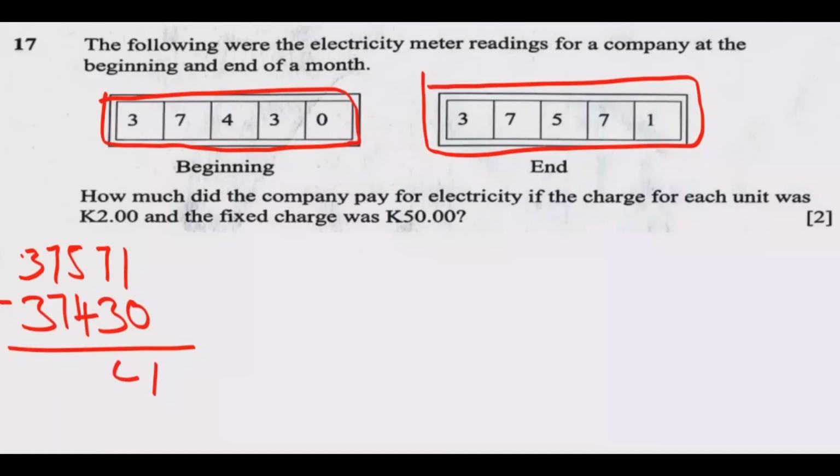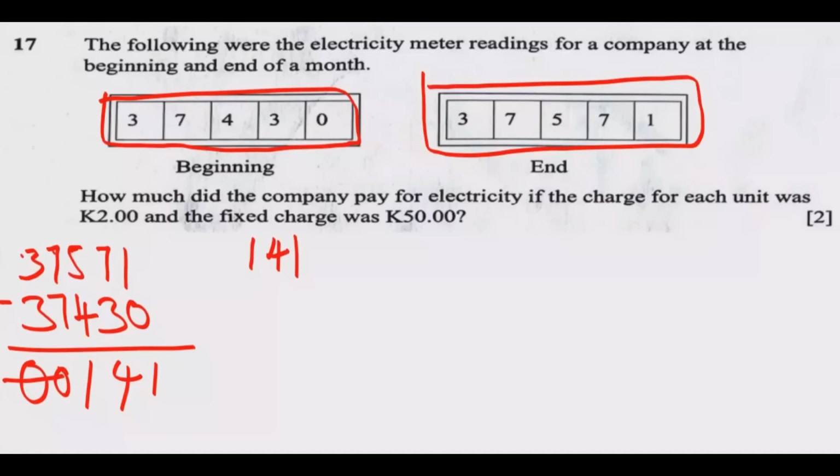7 minus 3 will give us 4. 5 minus 4 will give us 1. Now 7 minus 7 will give us 0. 3 minus 3 will give us 0. Now we know that these zeros at the beginning are not significant, so we can ignore them. Then we have got 141 units. Those are the units they used.